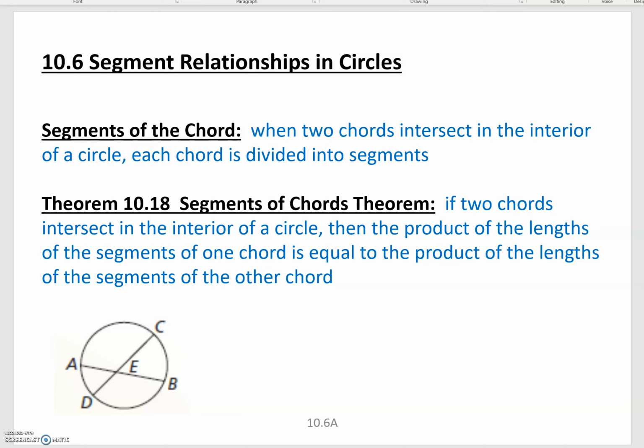10.6 is the last section in Chapter 10, so if you have questions, make sure you are asking those. It is all over segment relationships inside circles today.